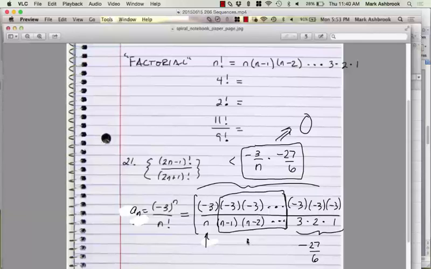I lost myself. All of these fractions are less than 1. What happens when you multiply something times something less than 1? It gets smaller. So if I just took this first one times the negative 27 over 6, then what we have would have to be less than that because you have all these things that are less than 1. What does this do? This goes to 0. So this is always less than it, so it must go to 0. This is like the squeeze theorem. Call ours a_n. So 0 is less than a_n is less than 3 over n times 27 over 6, which goes to 0. So ours must go to 0 too.